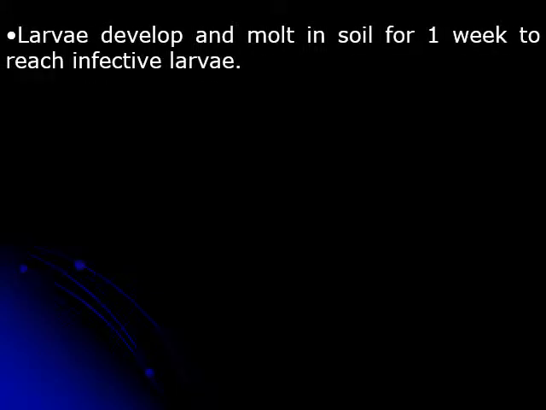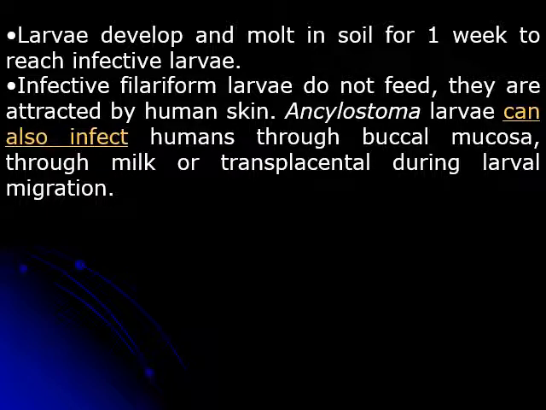The larvae develop and molt in soil for 1 week to reach the infective larva. Also, another comment: the infective filariform larvae don't feed. They are attracted to the human skin by human sweat and excrete on the skin. The Ankylostoma larvae can also infect humans through the buccal mucosa, through milk, and transplacentally during larval migration in the mother's circulation.